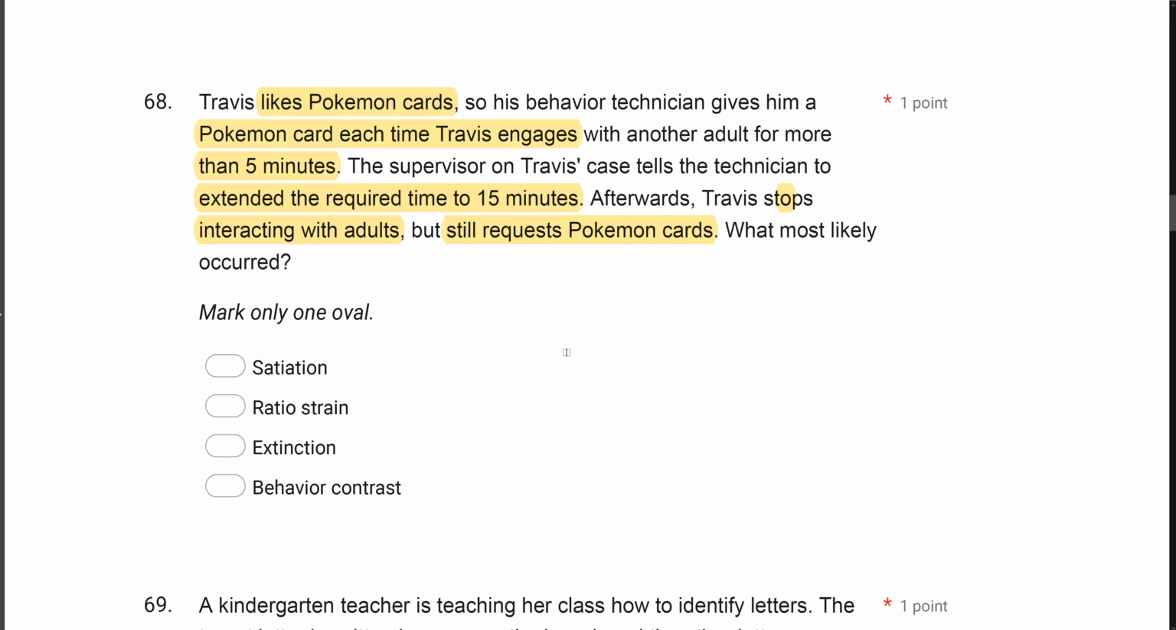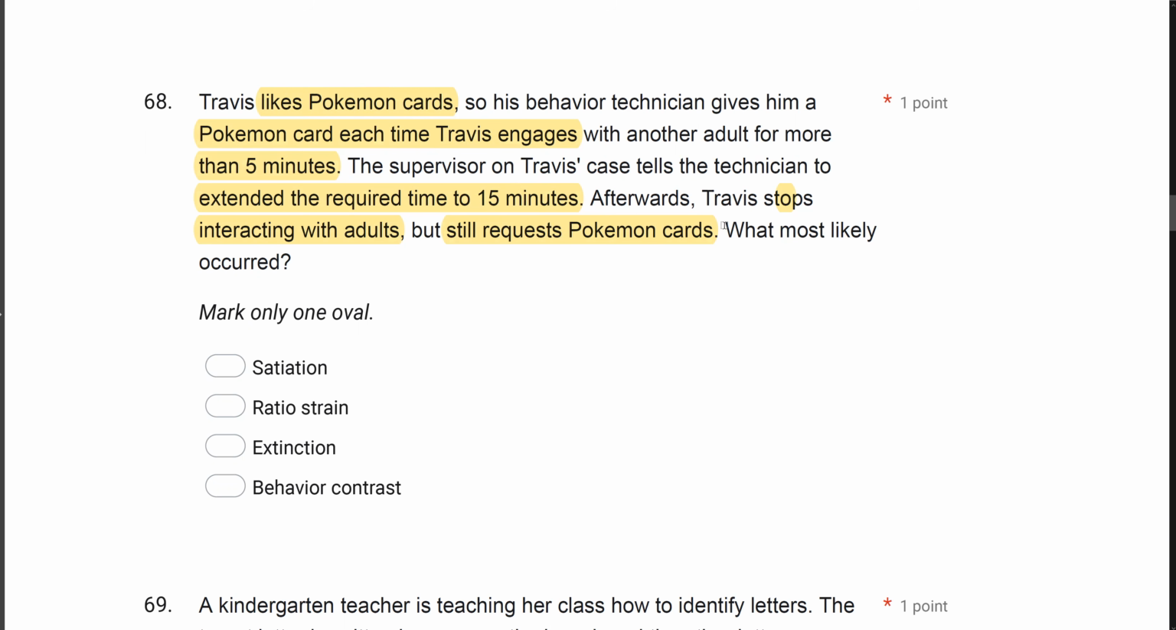B, ratio strain. Yeah, this looks like a clear example of ratio strain, and this is a question you might have been able to predict. If we increase the requirement from 5 to 15 minutes, that's a big jump. 10 minutes is a long, long time. So Travis, even though he still wants the cards, is not willing to work for 15 minutes. We've thinned it too quickly. There is strain.